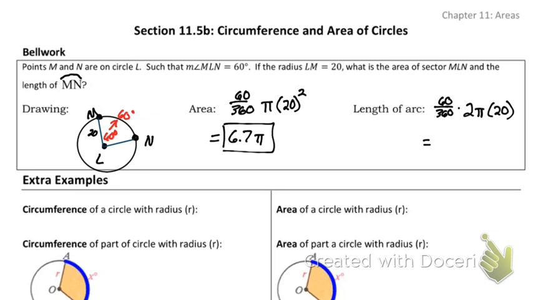Oh, wait a minute. This one wasn't 6.7, was it? No, 66.7 should have been the radius. Yeah, you guys got me there. So this should be 66.7 pi. This one was 6.7 pi.